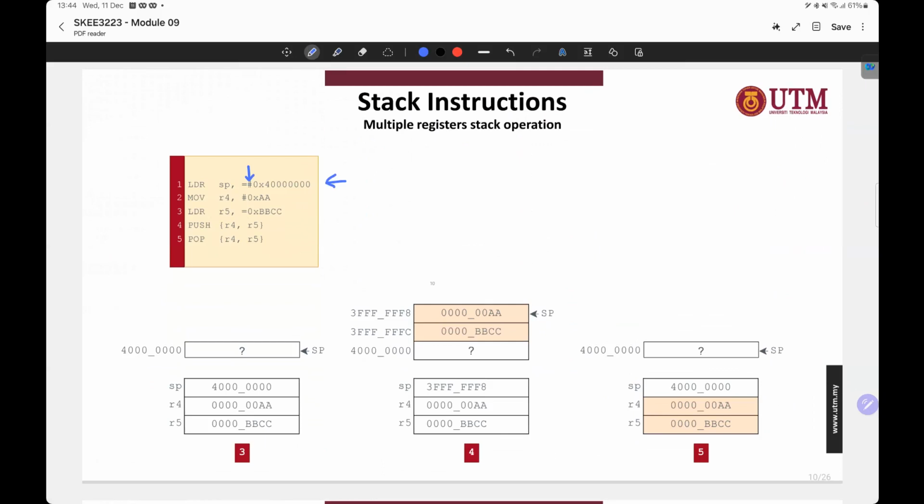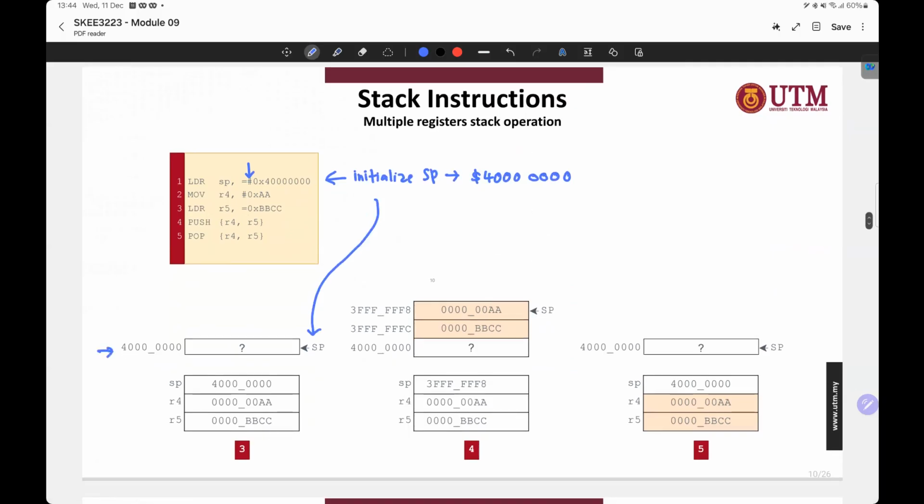So LDR SP equal to 0x40000. This is where you initialize the stack pointer. So the stack pointer points to what address? 40000. And this is what happened. You can see here, the stack pointer points to this address, and inside your register pane also, the stack pointer has this value 40000.